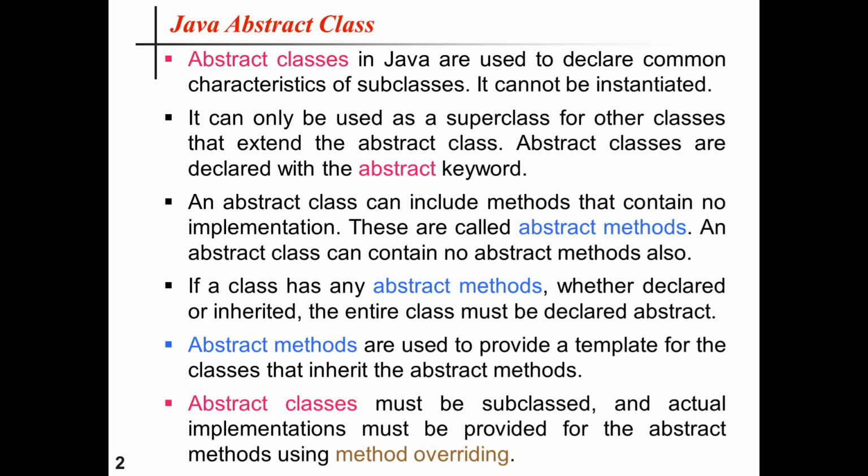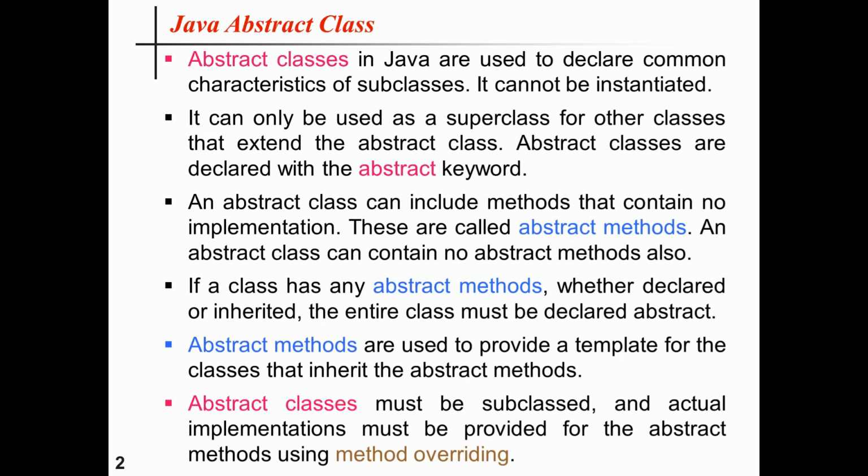Abstract classes cannot be instantiated. They can only be used as a superclass for other classes that extend the abstract class. Abstract classes are declared with the abstract keyword.